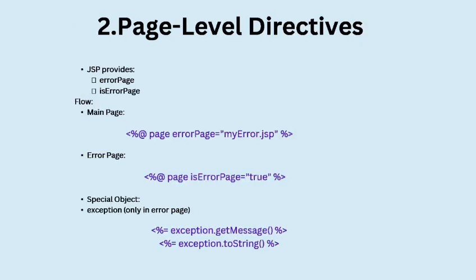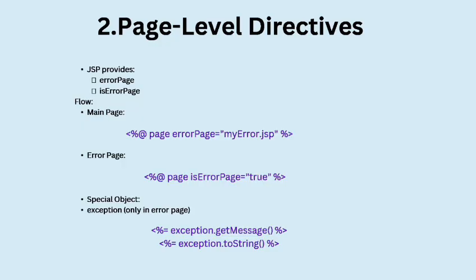The second one is page level directives. In JSP, we can handle errors using page directives. There are two important attributes, errorPage and isErrorPage. In the main page, we use errorPage to specify the page where the errors should be redirected, and in the error page, we use isErrorPage set to true.